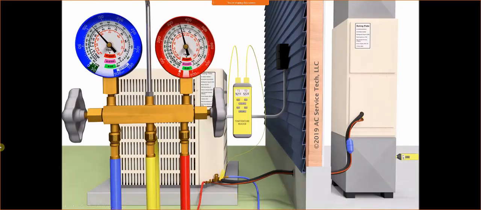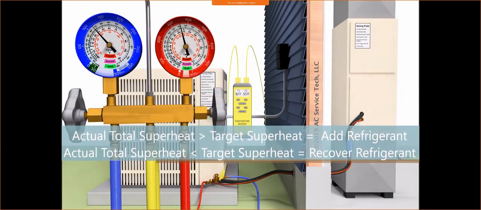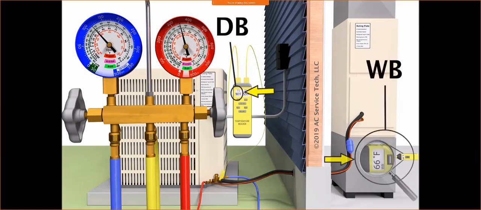If your actual total superheat is higher than your target superheat, then you need to add refrigerant. If your actual total superheat is lower than your target superheat, then you need to recover refrigerant. So you want to be within, say, 2 degrees of whatever your target superheat is at that point in time. So once again, you just got to remember that that is a moving number. You constantly have to be checking your indoor wet bulb temperature along with your dry bulb temperature in order to put it on a chart, on an app, or also just be reading it on your digital manifold gauge set in order to determine what your target superheat is at that point in time.